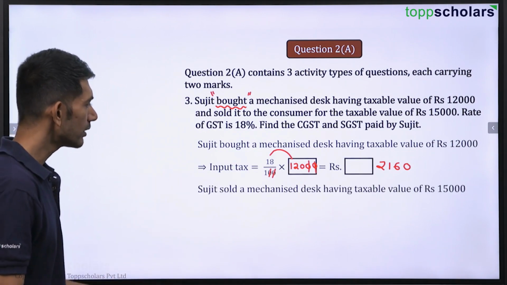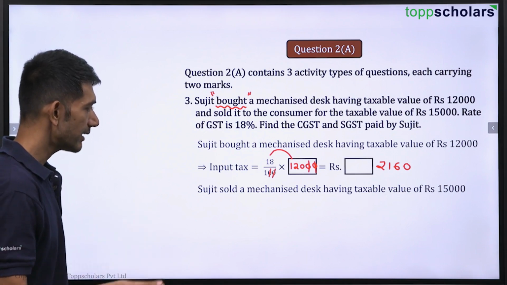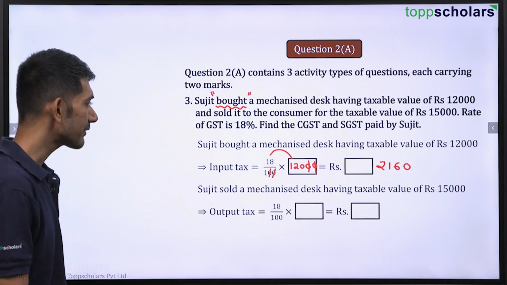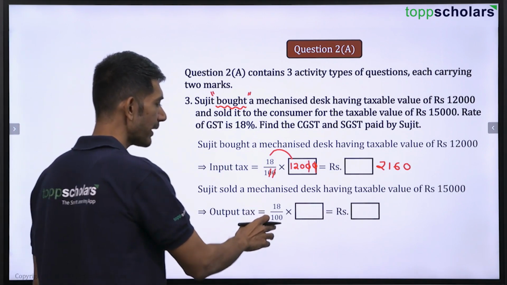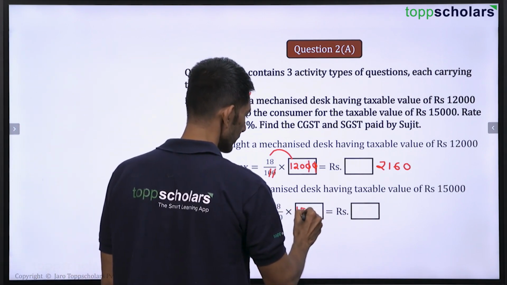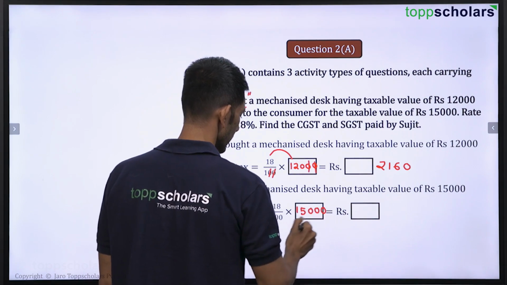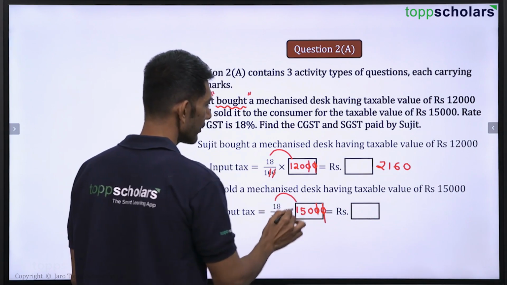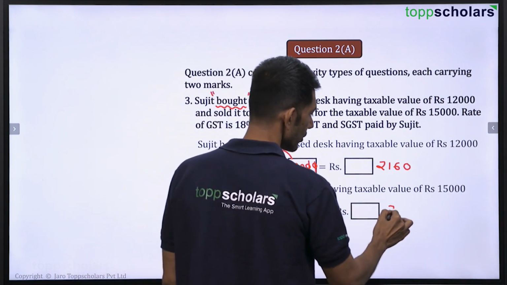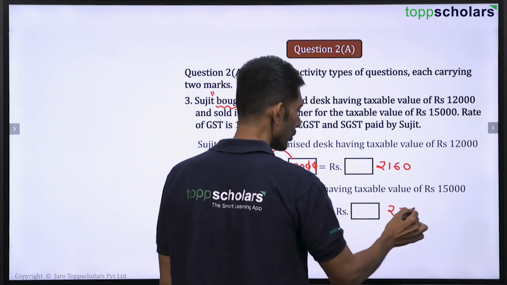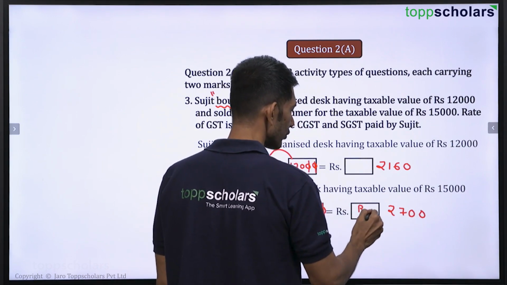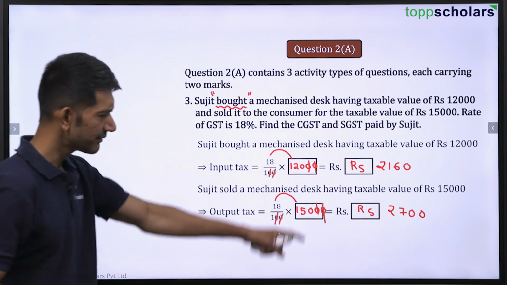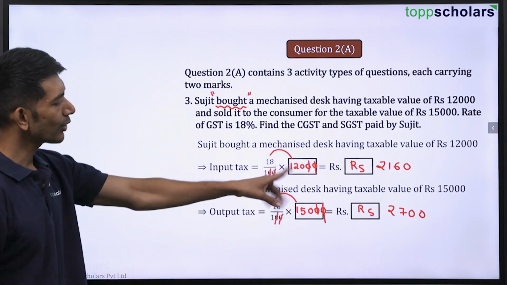Now he sold a mechanized desk having taxable value of rupees 15,000. So what will be the output tax? The output tax is going to be 18 by 100 into 15,000. So this 0, 0 is going to get cancelled. 18 into 15 is 270. But we have one more 0. So understand, this is rupees 2,700. Anyways, rupees is written there. Inside the box you have to write down 2160 and 2700.